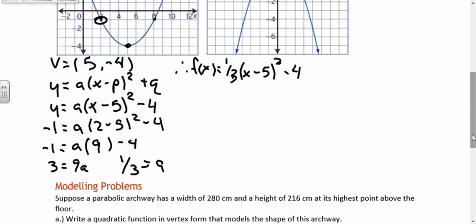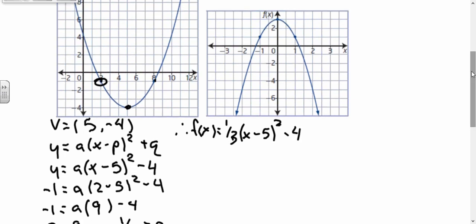Okay, I want you to try the second one on your own. Pause the video, give yourself some time to work through it. And I'm going to work through the solution here. When we look at this, we can see that our vertex is (0, 3), which is awesome. It's going to make things a lot easier. The point I'm going to use right now is (1, 1), which is also an awesome point.